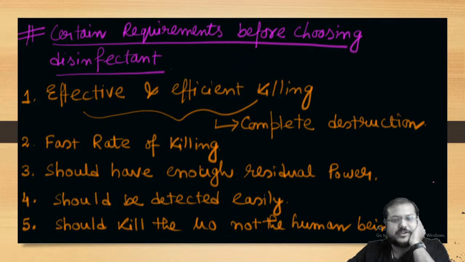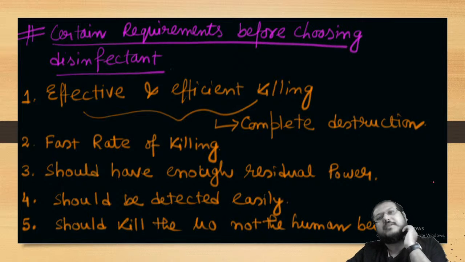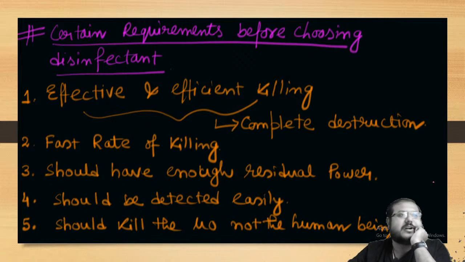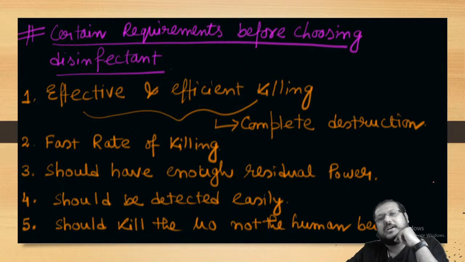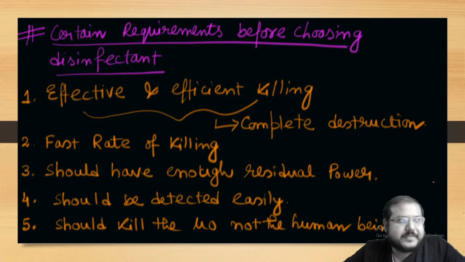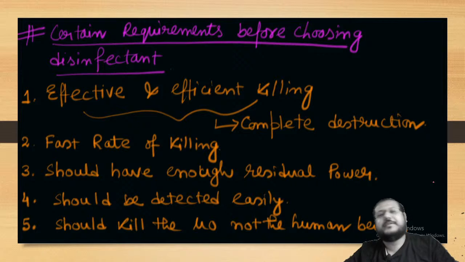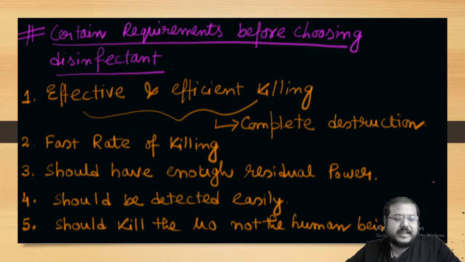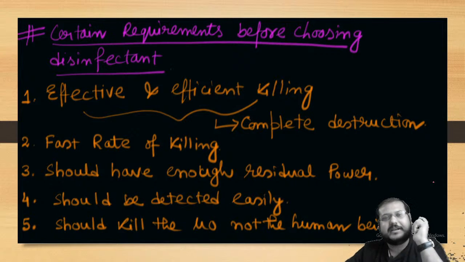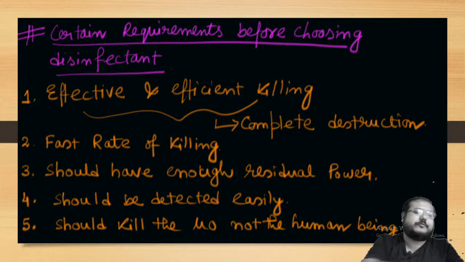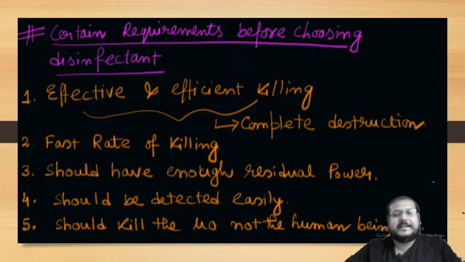It should have enough residual power so that it can protect the water from further contamination during the distribution of water. That is the reason that sometimes, if you are staying in a municipal area, they are putting in bleaching powder, which is actually a form of chlorine. We will discuss that in the disinfection process. Sometimes you will get the smell of bleaching powder because very excess bleaching powder is provided. It should be detected easily.